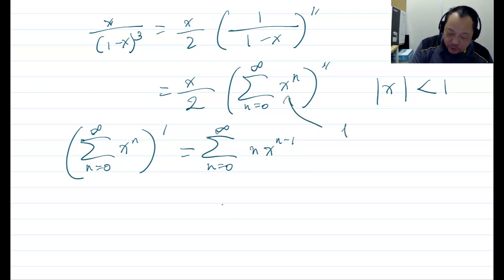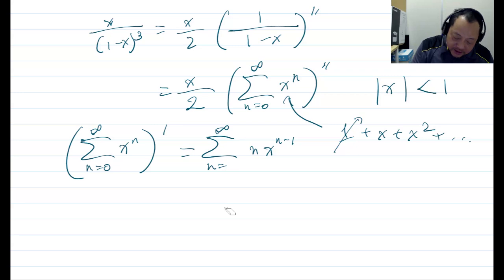of this was just 1. It's 1 plus x squared, plus etc., right? So the first term of this, when I differentiate, is just 0. So it's gone. Therefore, my series here actually starts at n equals 1.